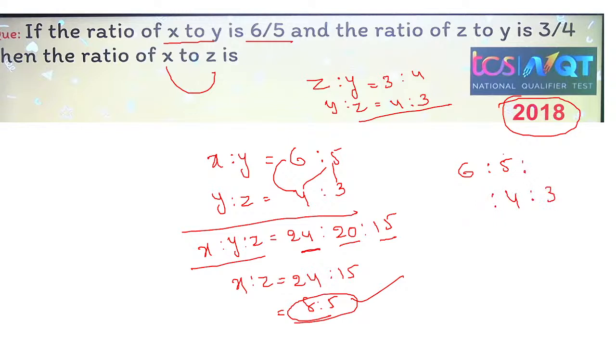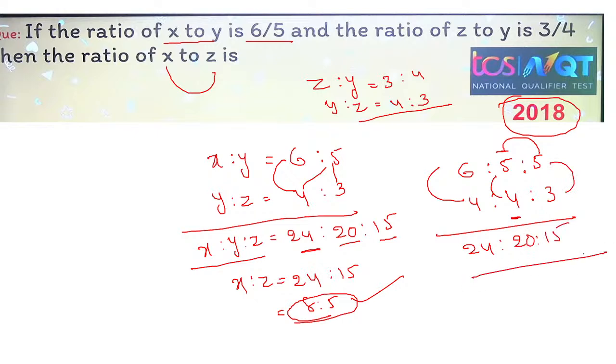So whatever the number 5 is here, write 5 as it is. And what is the number 4 here? Write 4 as it is. So in this way also you can identify: 6 into 4, 24. 5 into 4, 20. 5 into 3, 15. In this way we got x is to y is to z. So both answers are the same. Yes or no? Yes. So method 1, you can use this one or use this one. Anyhow, you will get the same answer.